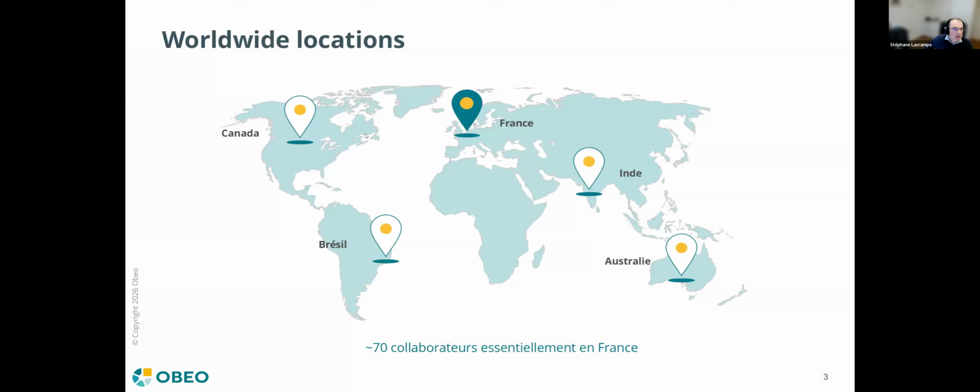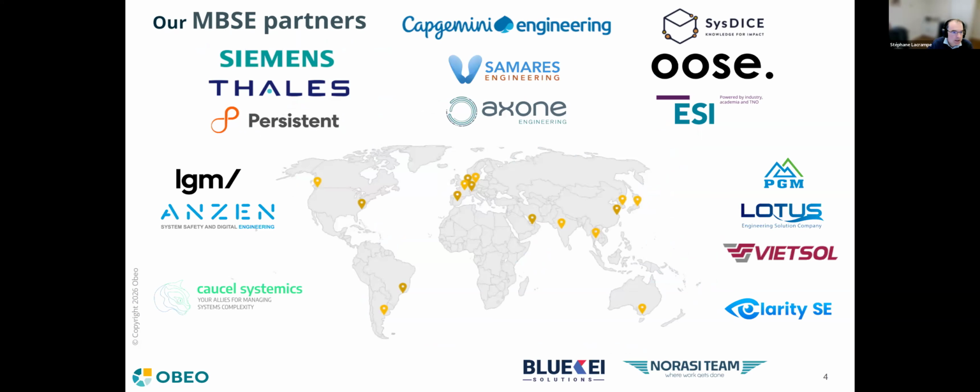All right, next slide. So the company is headquartered in France. Most of our technical teams are based in France, but we do have presence in North America, mostly in Canada, in Brazil, as well in South America, in India, and in Australia as well. So, you know, we are a small company, but with a worldwide reach, and beyond those employees that are in different countries, we also have a network of partners. This is an overview of the different partners that we have on the MBSE domain. We have other partners for our other domains of activities.